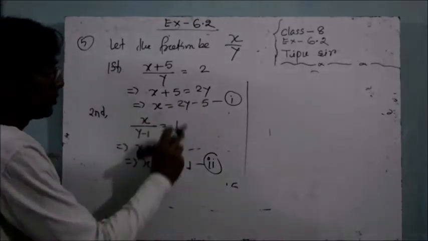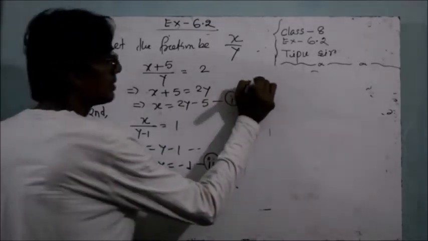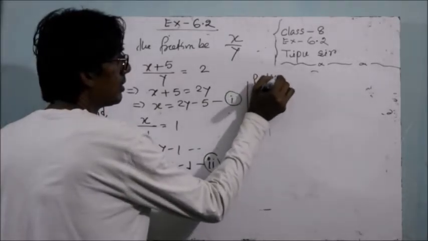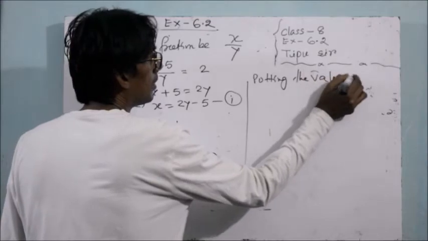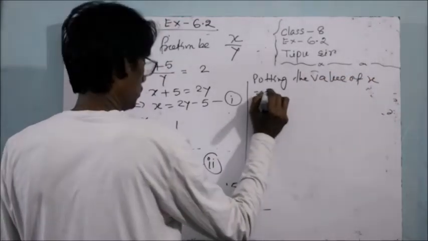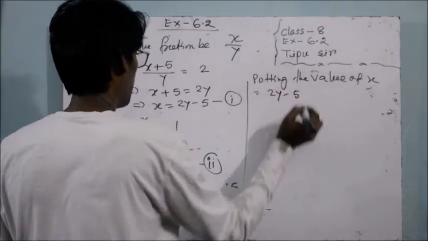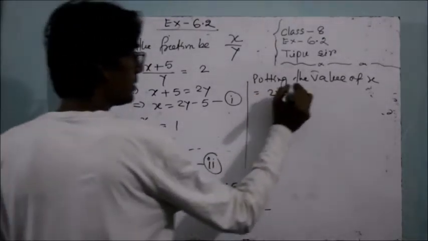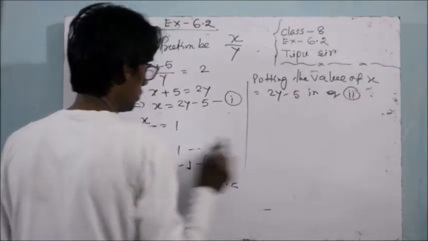So from 1 we get the value of x and just apply here. So right here, putting the value of x equal to 2y minus 5 in equation 2.